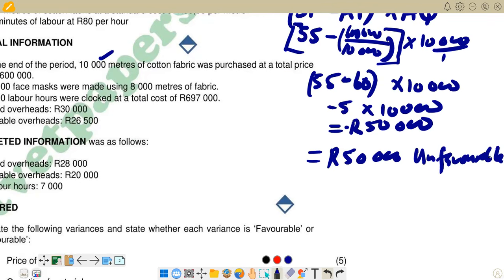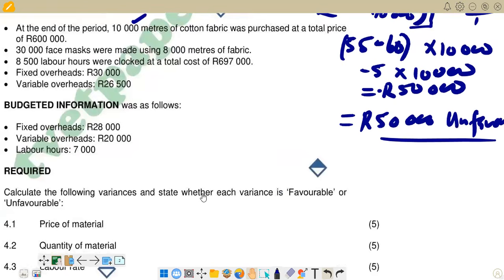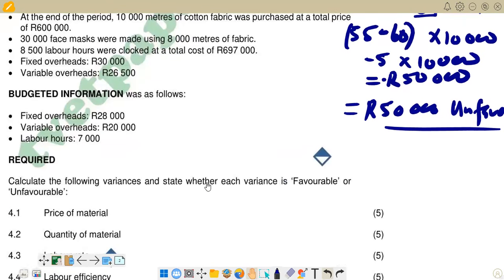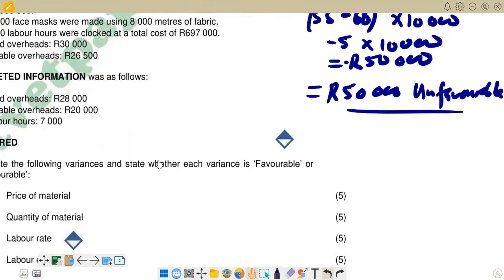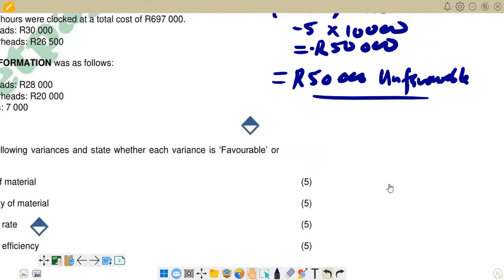Unfavorable. So that is what we have on the first section. Then obviously we are going to go to the second section there. And then the second part of the question is 4.2, saying quantity material. So on 4.2, we are also going to start with the quantity material, and we start with the formula.